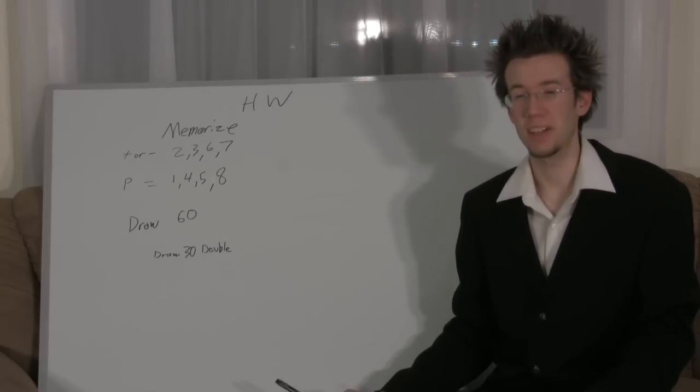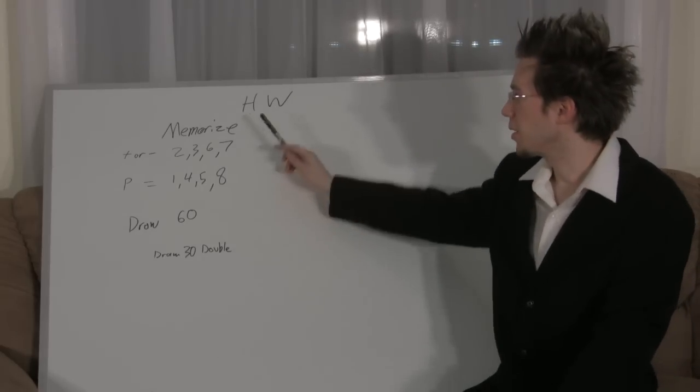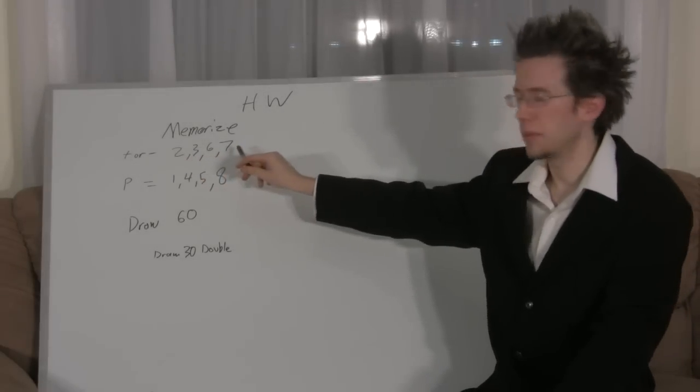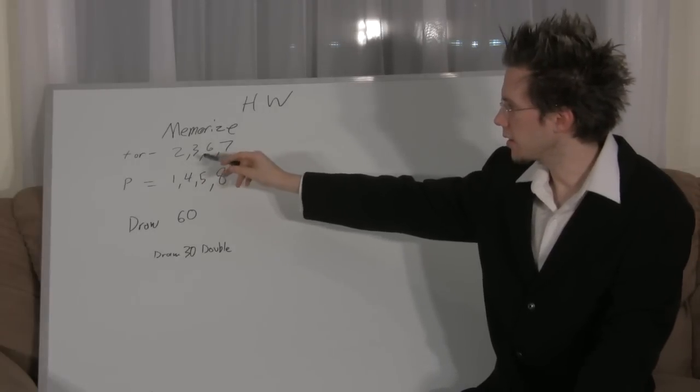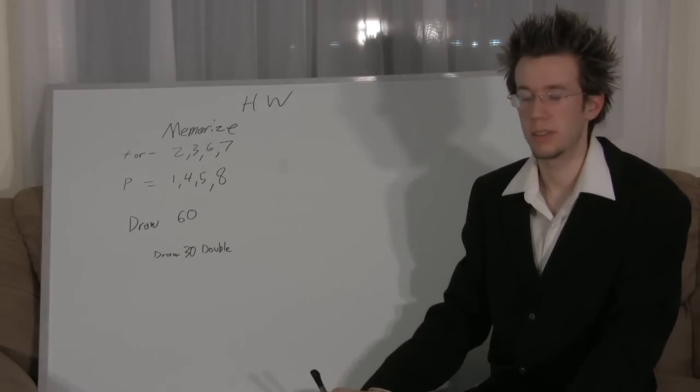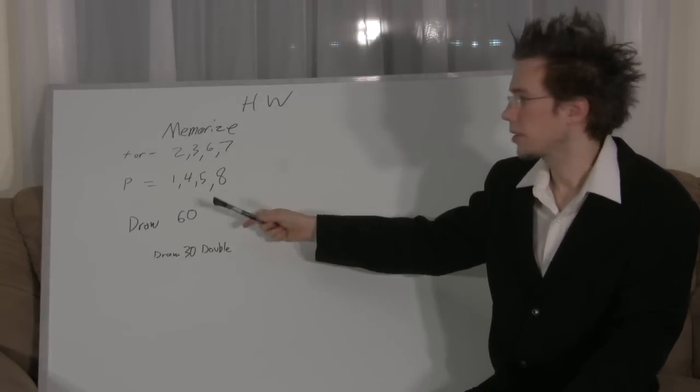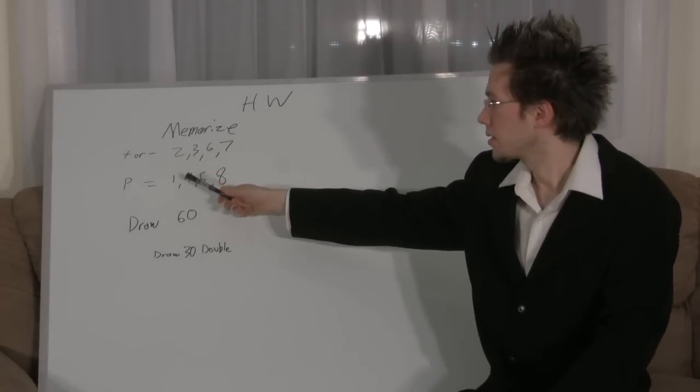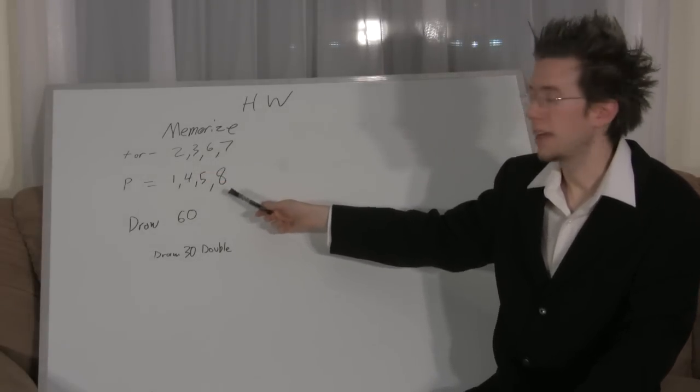Okay guys, so for your homework, this is what I'd like you to do. I want you to memorize which ones can be major and minor. That's the second, the third, the sixth, and the seventh. You could also add ninth if you want to. And which are perfect. Perfect is 1, 4, 5, and 8.